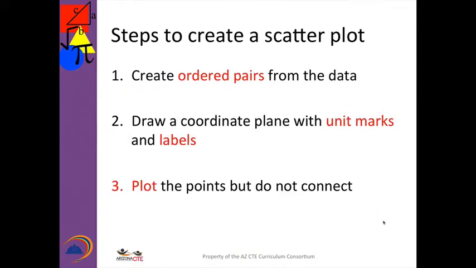Welcome back. All right, the steps to create a scatter plot. First, you're going to take your data and create ordered pairs. Second, you're going to draw a coordinate plane, an XY axis, with unit marks and labels. And third, plot the points, but do not connect them. Don't be worried when you do a scatter plot, the points do not always fall in a straight line. All right, so fill in the missing terms, and then just take a second and read them over silently to yourself.